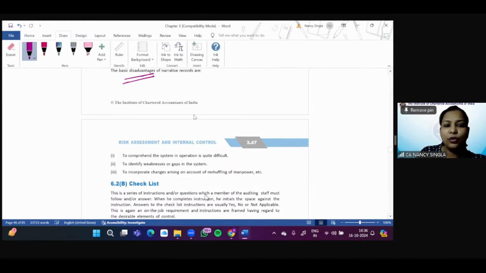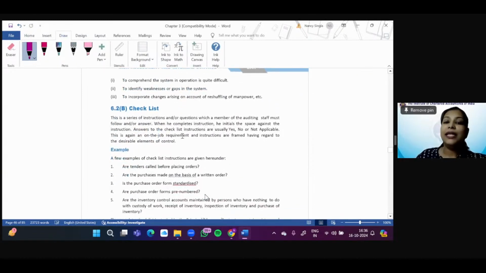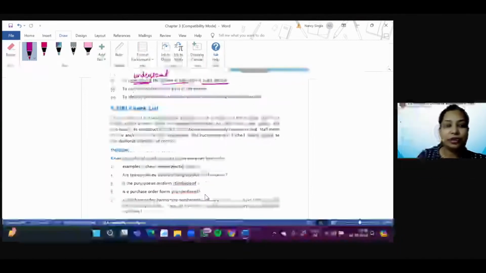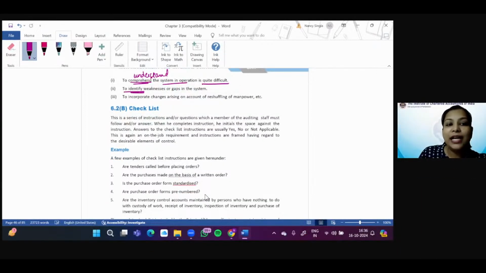disadvantages. So I told you that the entire detailed understanding about the internal control will be mentioned, and to comprehend and understand the system in operation is quite difficult. See, if you're writing about something in a detailed form, you will be writing that, okay, this is contained in this system, this is the feature of the system, and it is difficult to understand each and every aspect of the internal control. It is difficult to identify weaknesses or gaps in the system.